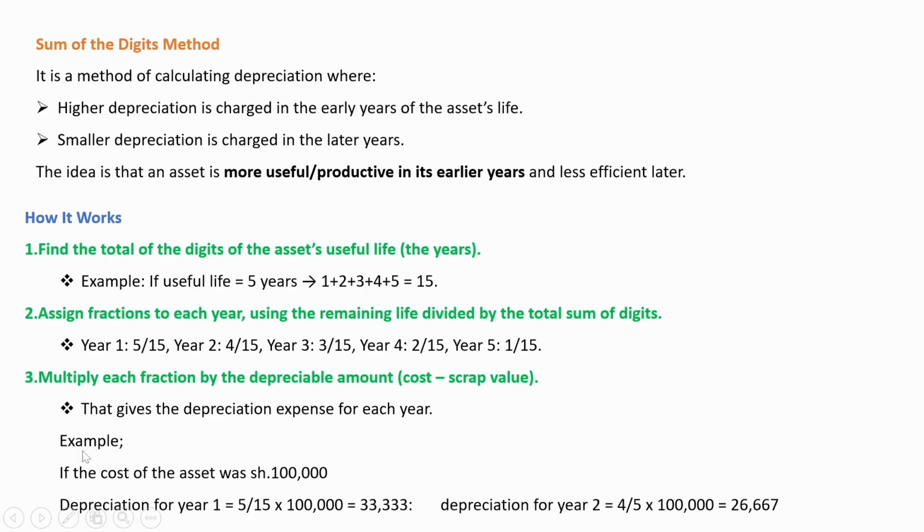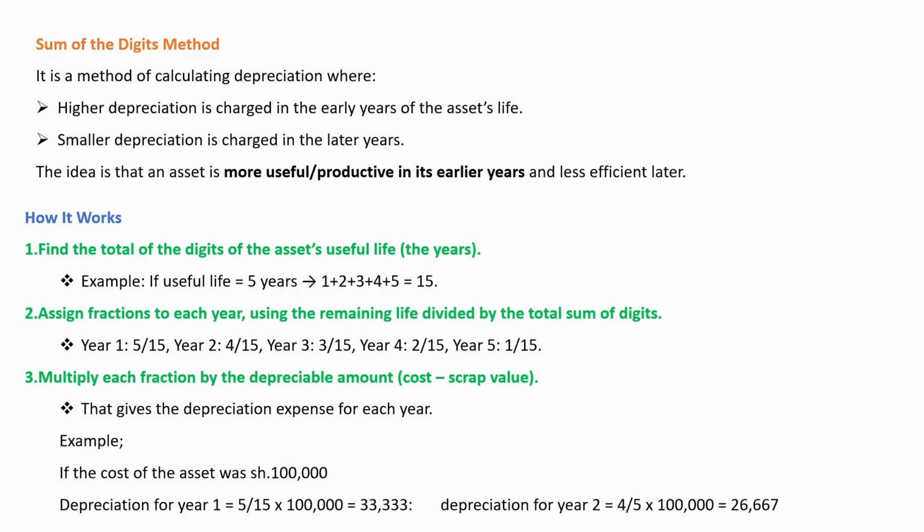Look at this example. If the cost of the asset was 100,000 and we use the same useful life of 5 years, what will be the depreciation for year 1? Take the fraction for year 1. The fraction for year 1 is 5 over 15. Multiply it with the cost, which is 100,000. Depreciation for year 1 will be 33,333.